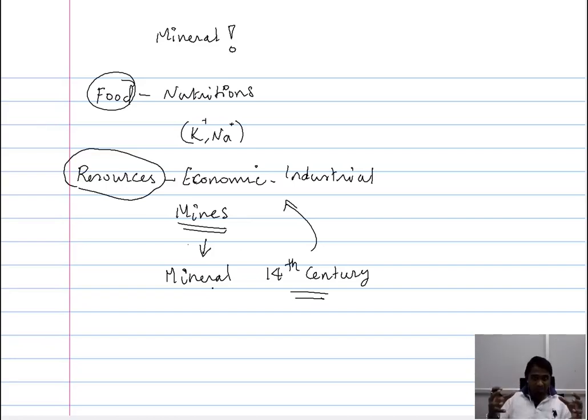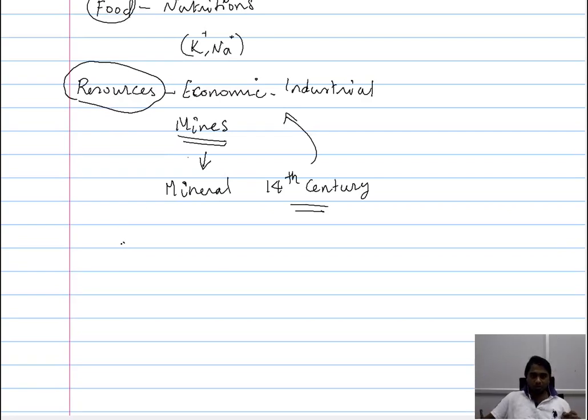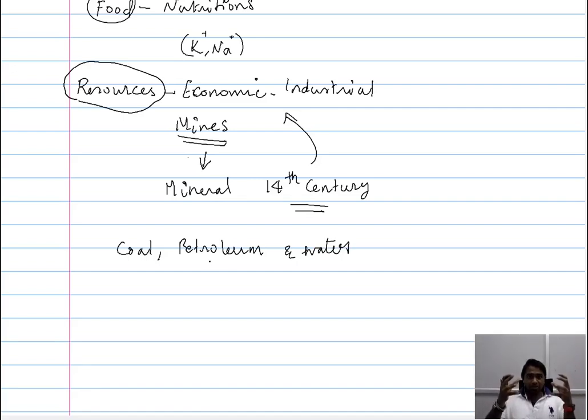So in this context, if we use such a definition, then coal, petroleum, and at times even water can be categorized as minerals. These categories of materials have some economic significance, and they are extracted out of the earth, from its surface and a little bit beneath the surface, or particularly you can say from the earth's crust.